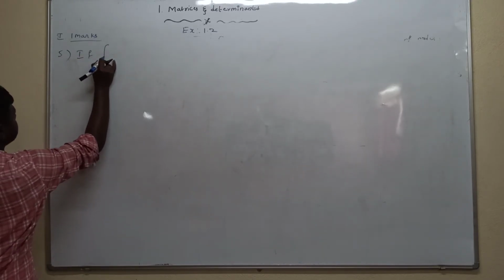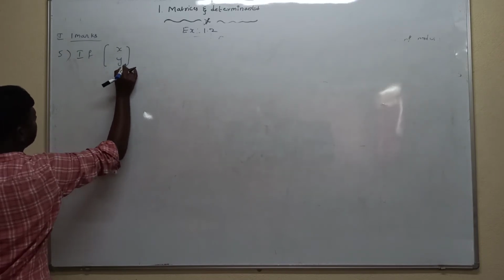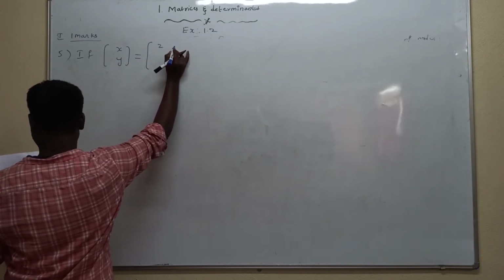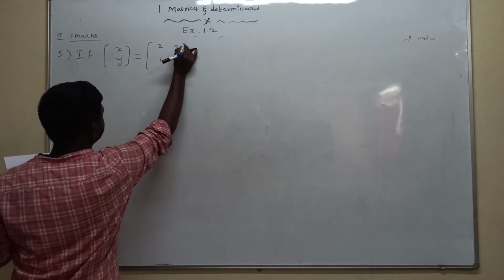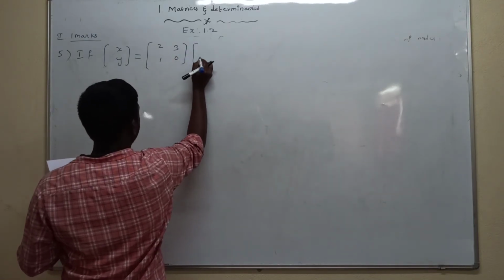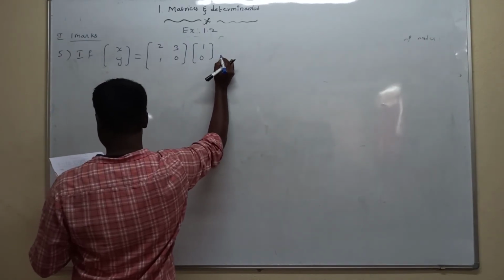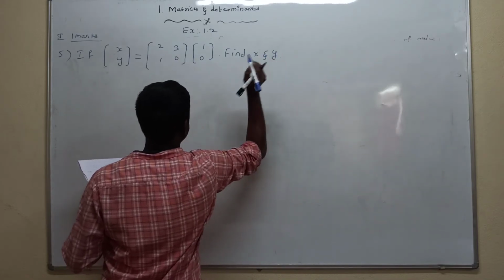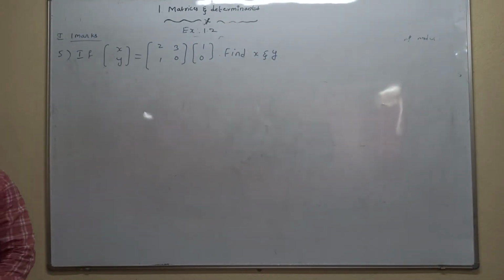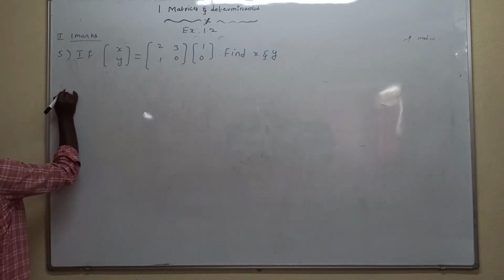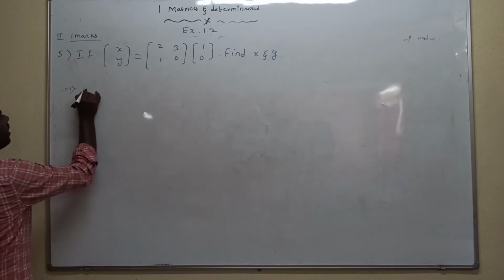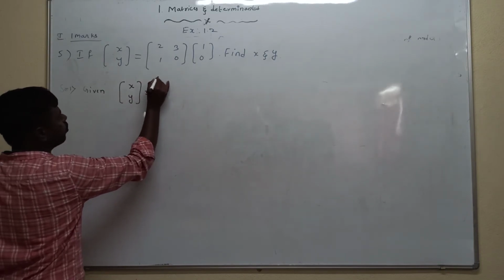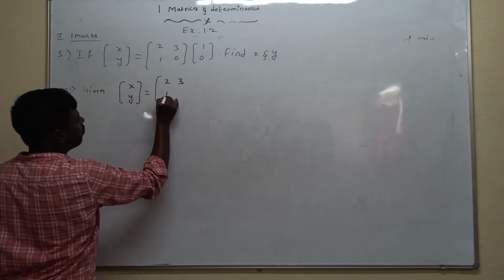If the matrix [x, y] is equal to [2, 3; 1, 0] times [1; 0], find x and y values. Find the x value and y value. First of all, what are the given conditions we should write? Given [x, y] is equal to [2, 3; 1, 0] times [1; 0].